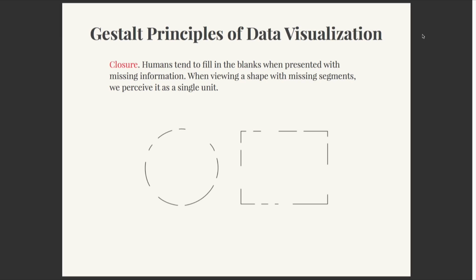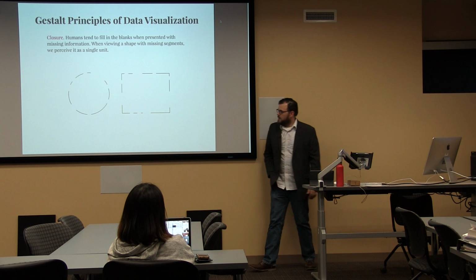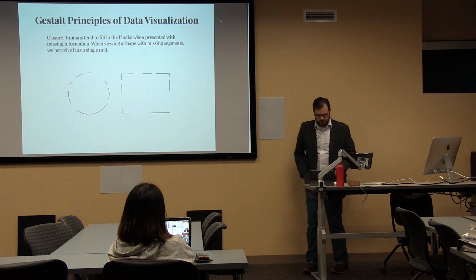The final one I want to bring up is what's called closure. You undoubtedly looked at these two shapes and completed them. You saw the circle, you saw the rectangle. With closure, humans perceive objects, as shapes, letters, pictures, as being a whole even when they're not complete. So when we look at shapes with missing segments, our brains make a connection that completes the shape for us. So we perceive a circle, we perceive a rectangle. We don't see these as random lines on a screen.